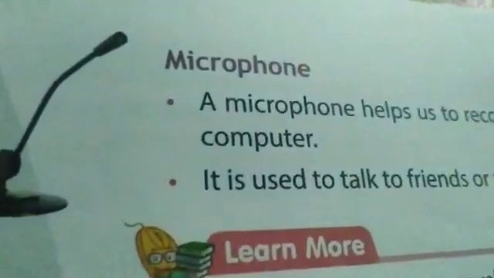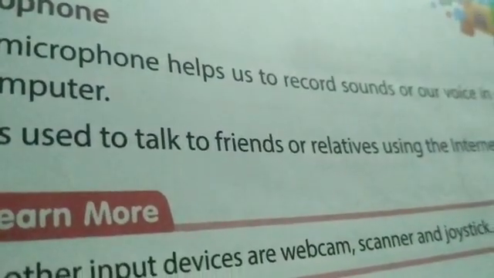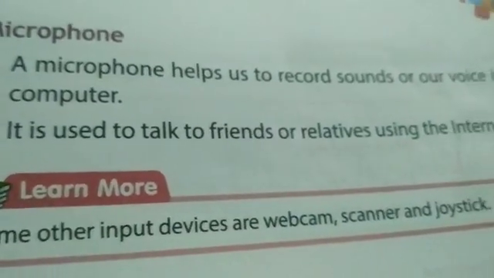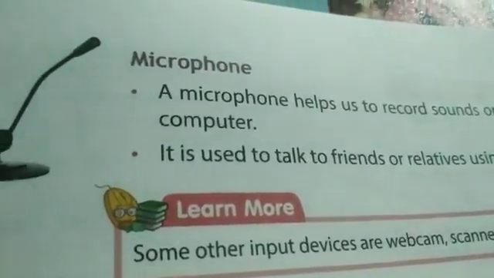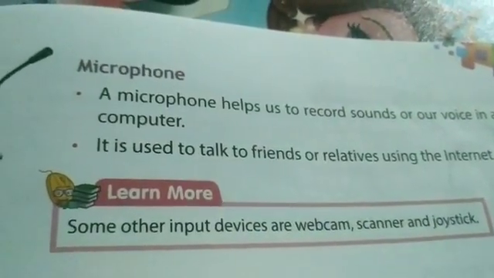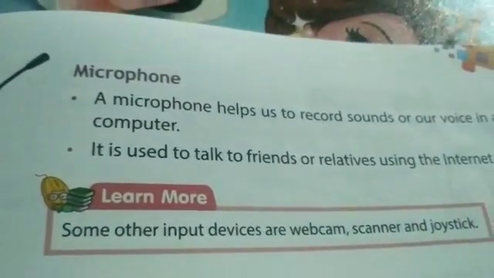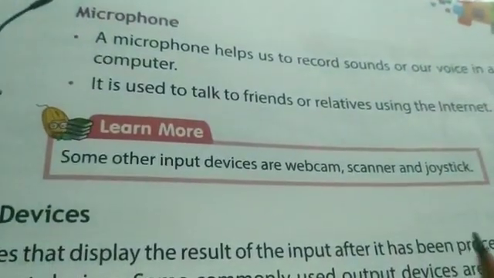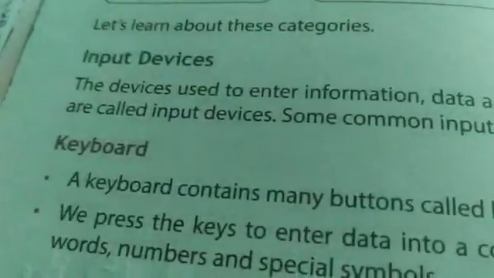Now next one is microphone. A microphone helps us to record sounds or our voices in a computer. It is used to talk to friends and relatives using the internet. So children, with the help of a microphone we record our sounds and voices in a computer, and it also helps us to talk to our friends and relatives using the internet. Some more input devices are webcam, scanner and joystick. Hope children you have understood about input devices.